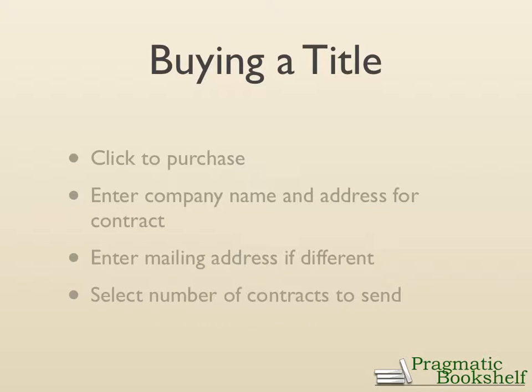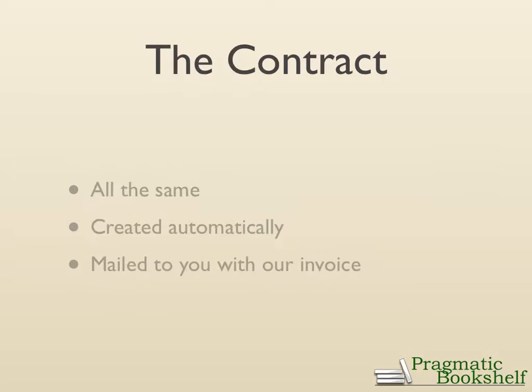To buy a title, you click to purchase it, you enter your company name and address, you enter the mailing address if it's different, and then you select the number of contracts to send. Normally 2, but 3 if you're an agency. All of our contracts are now the same. They're created automatically, and we will mail them to you with the invoice within a few days of you making the purchase.